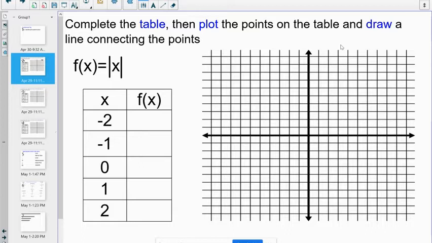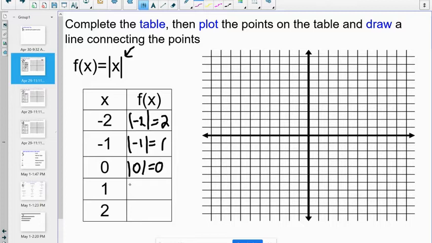So we're completing the table, then plotting the points, and then drawing a line. So remember, this is an absolute value equation. So what's the absolute value if we plug in -2 for x? So we got -2, absolute value of -2. Remember, distance from 0, absolute values are always positive, so +2. And we have absolute value of -1, just 1. Absolute value of 0 is 0. Absolute value of 1, remember that's the distance from 0, and the distance from 0 to 1 is 1. Absolute value of 2, just 2.